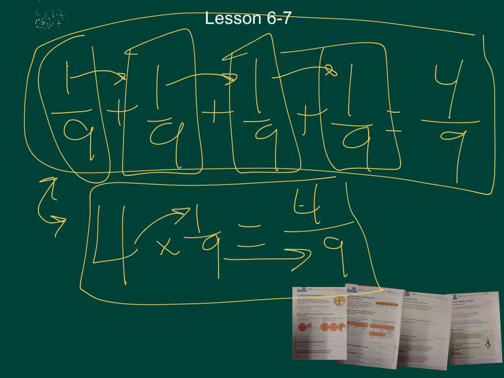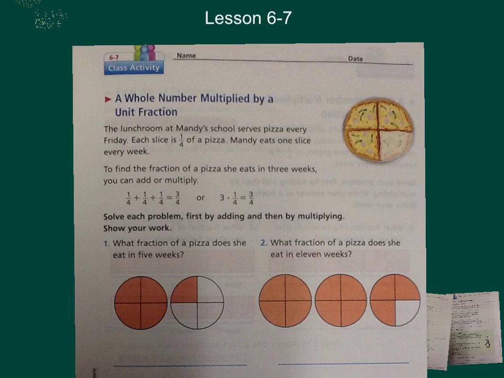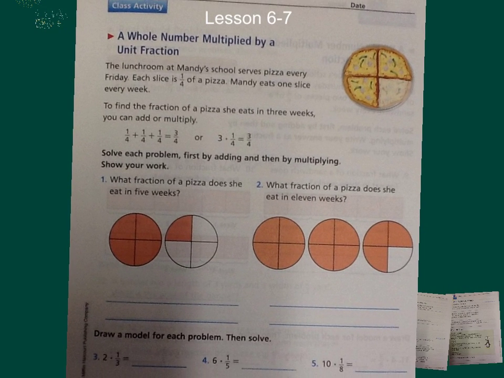Alright, so I'm going to go through a few pages with you, and I really feel like this would be better for you just to go on your own and do this. But I want you to look at pizzas here. It talks about the lunchroom at Mandy's school serves pizza every Friday. Each slice is 1/4 of a pizza. Mandy eats 1 slice every week. To find the fraction of a pizza she eats in 3 weeks, you can simply add or multiply. In 3 weeks, she's eating 1/4 one week, 1/4 the next, 1/4 the next. That means she's eating 3/4 of a pizza in 3 weeks. Or you could simply multiply it. 3 times 1/4. You take the 3 and multiply it by the numerator to give yourself 3, and it stays over top of the same denominator.